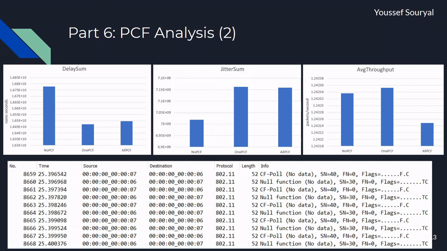Taking a closer look and analyzing the reason why the throughput dropped, we found that there was a lot of null polling happening, as we can see down here in the image at the bottom. This wasted a lot of the bandwidth, and this is why the throughput dropped.